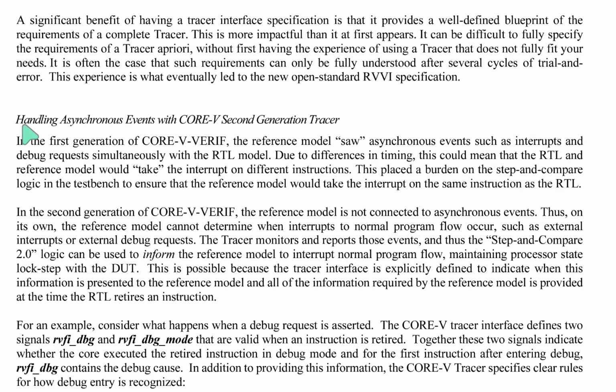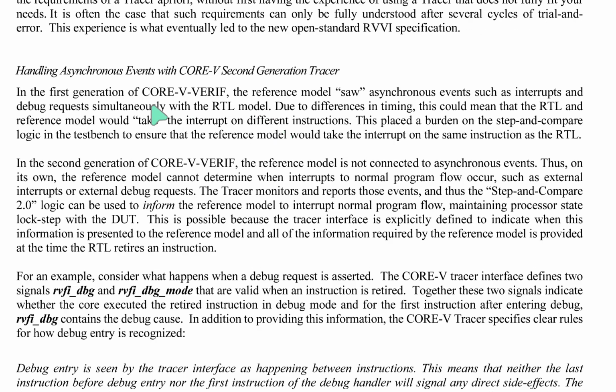Handling asynchronous events with a CORE-V second generation tracer. In the first generation of CORE-V-VERIF, the reference model saw asynchronous events such as interrupt and debug requests simultaneously with the RTL model.